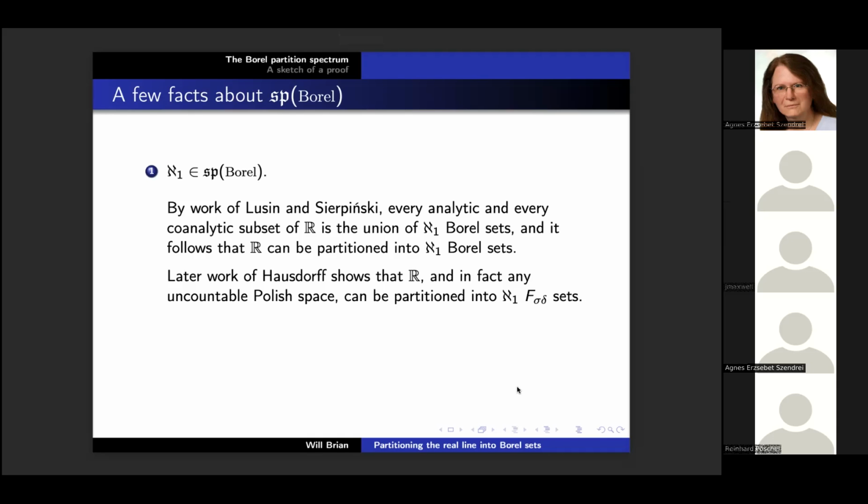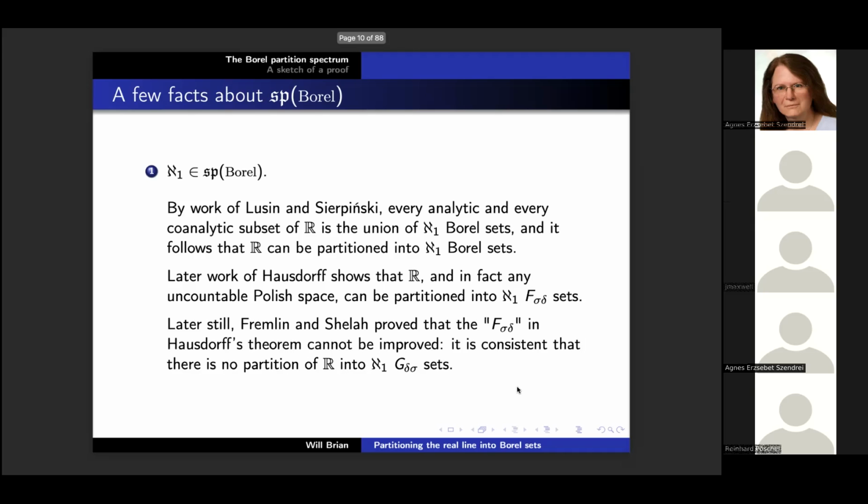All right. Hausdorff's work is still relevant in that it does allow you to put a nice bound on how complex the Borel sets are. You can make them all F sigma delta sets, so fairly low in the hierarchy. And it turns out that Hausdorff's F sigma delta is optimal there. It was proved decades later by Fremlin and Shelah that you actually cannot do it. It's consistent that you cannot partition the real line into Aleph 1 G delta sigma sets. So F sigma delta is the best you can do in ZFC.